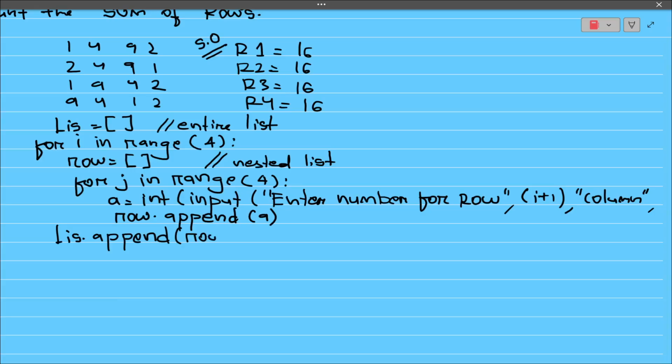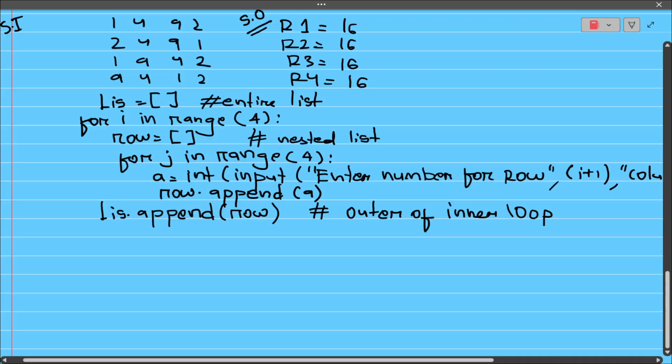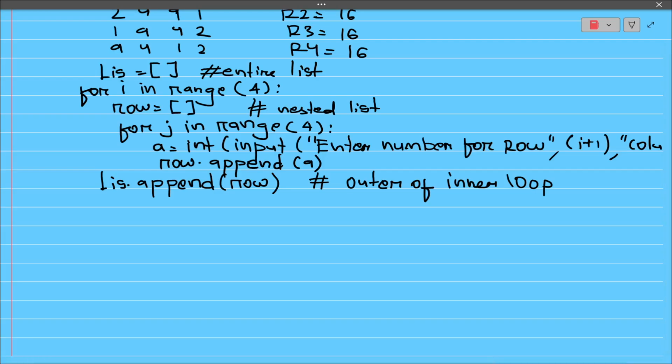Okay, this needs to be written outside of the inner loop. Yes, this needs to be written outside of the inner loop. Okay, fine. Then as soon as this whole thing is completed, I will already have a nested list with me, right? That is lis.